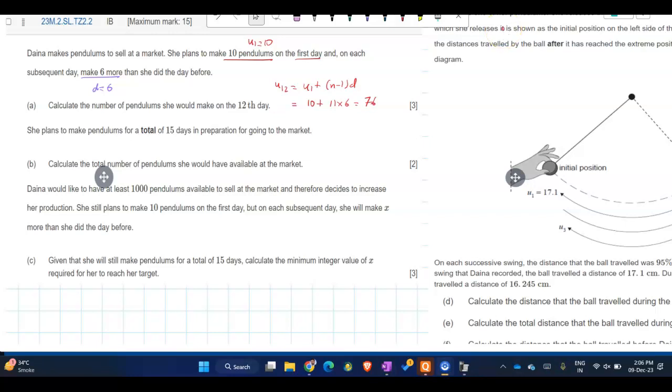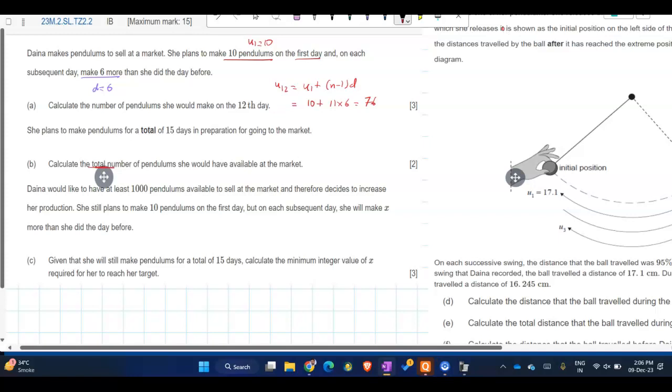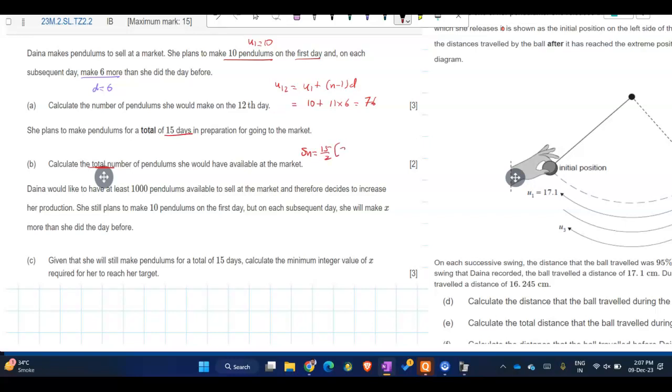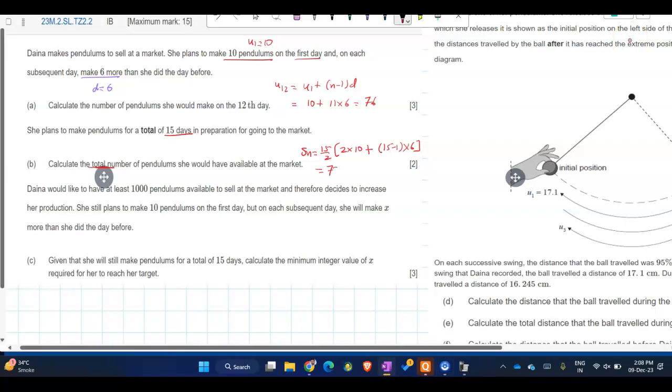You want a total, and whenever total comes in, it's Sn. So Sn is equal to n over 2, in 15 days, so 15 over 2, 2U1, 2 into 10, plus n minus 1, that's 15 minus 1, into d. D is 6. If you put this in the calculator, you'll get 780. Okay, so that's your part B.